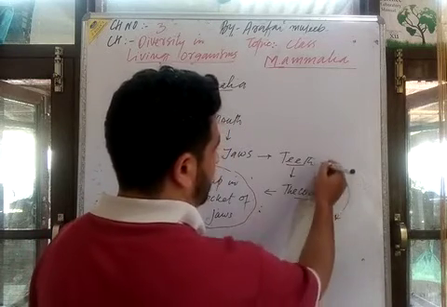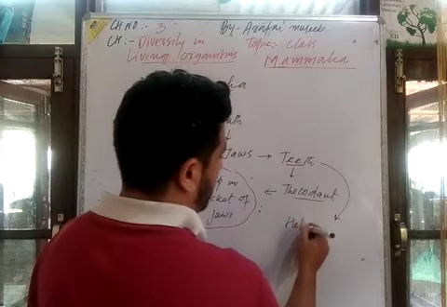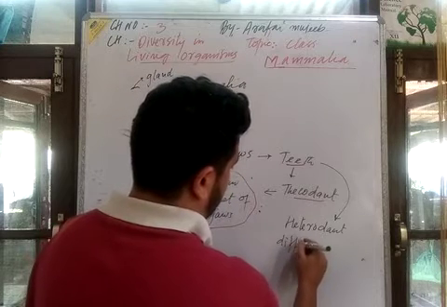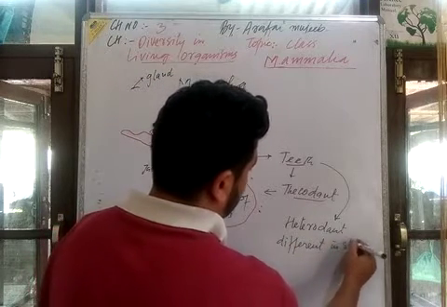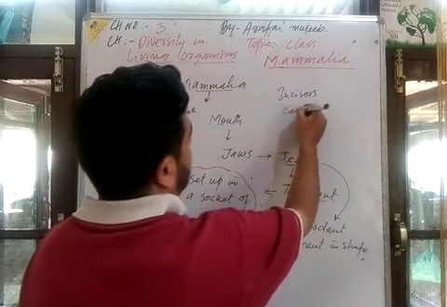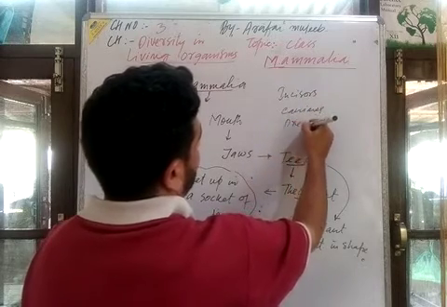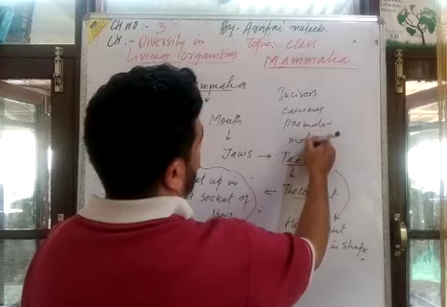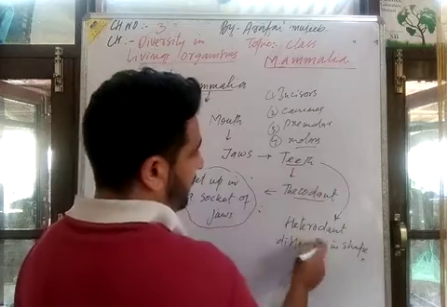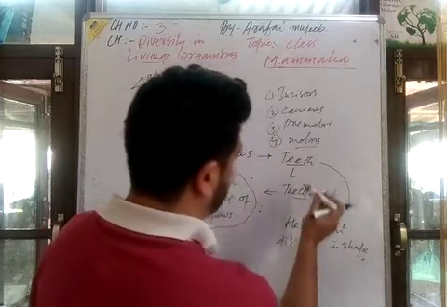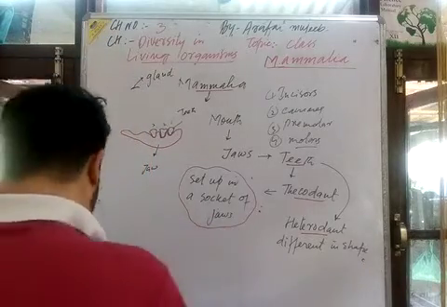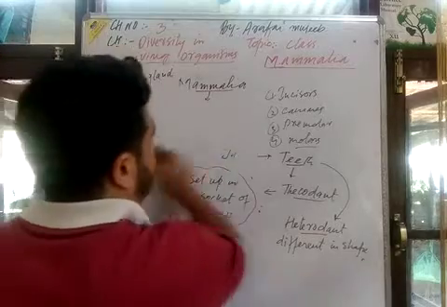there is also heterodont. That means different in shape. Teeth are different in shape. Some teeth are incisors, some are canines, some are premolars, others are molars. There are 4 types of teeth. That means heterodont. We have heterodont teeth. Thecodont means they are set and fixed in the socket of the jaws. And this is about the mouth.